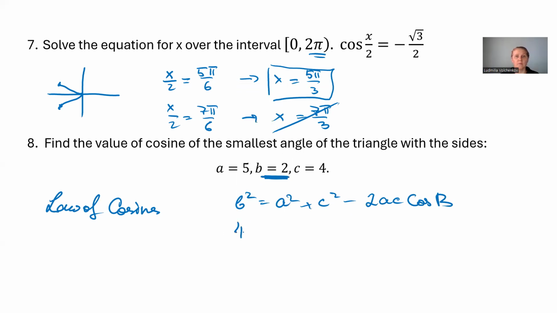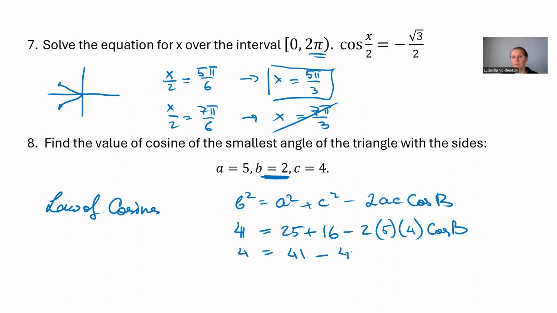4 equals 25 plus 16 minus 2 times 5 times 4 times cosine B. So 4 equals 41 minus 40 cosine B. Subtract 41 from the left and from the right. Negative 37 equals negative 40 cosine B. And cosine B equals 37 over 40.